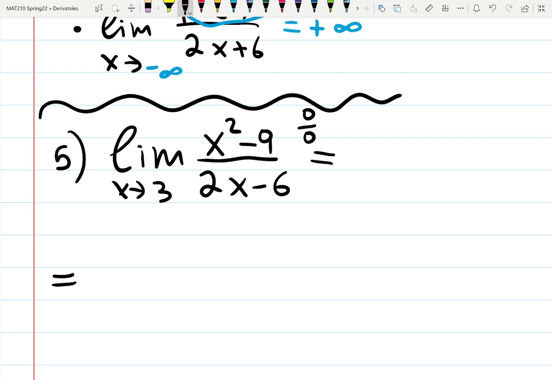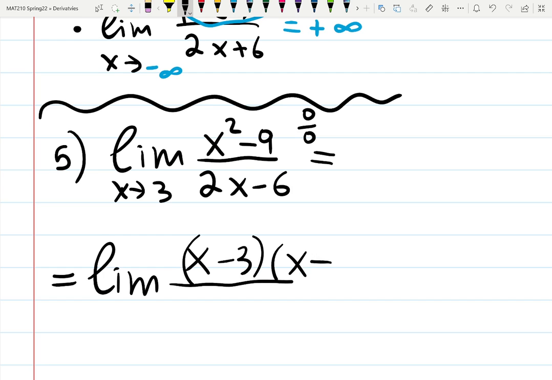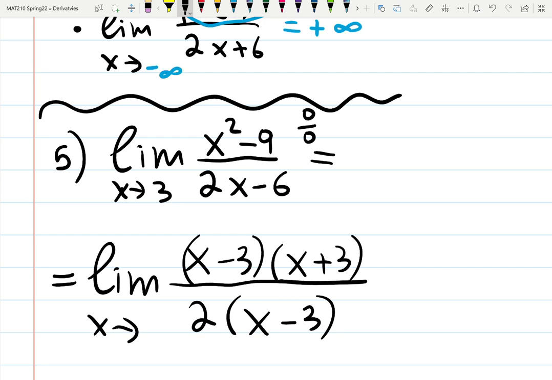But if you don't remember L'Hopital's rule, which we just learned recently, you factor x minus 3 and x plus 3, and factor 2 in the denominator, x minus 3. X minus 3 is the troublemaker. It gets canceled out. Now it's just x plus 3 over 2. Plug in your 3, and it gives you 6 over 2, which is 3.